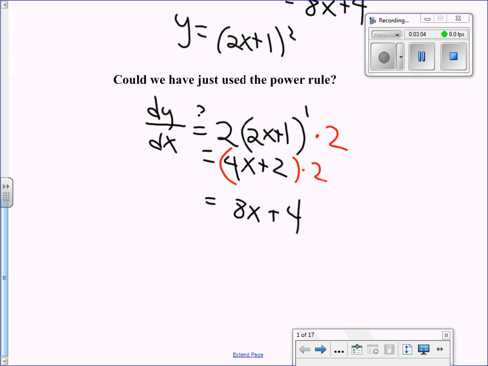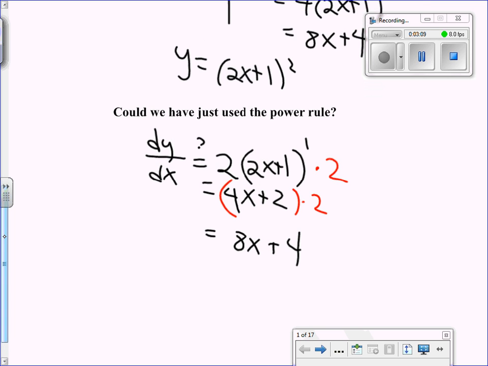But how are we supposed to know what to multiply by? Where did this 2 come from? Well, when we use that power rule to find the derivative, we just ignore the inside function. And the 2 is the derivative of the inside function. So we can just take the derivative of the outside function, 2 times the quantity 2x plus 1 to the first, as long as we remember to multiply by the derivative of the inside function. This is what's known as the chain rule, and we will be using this to find the derivative of a composition of functions.